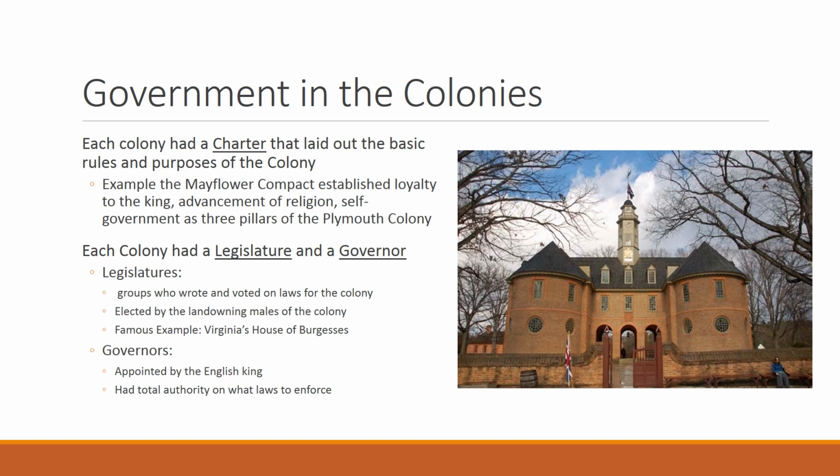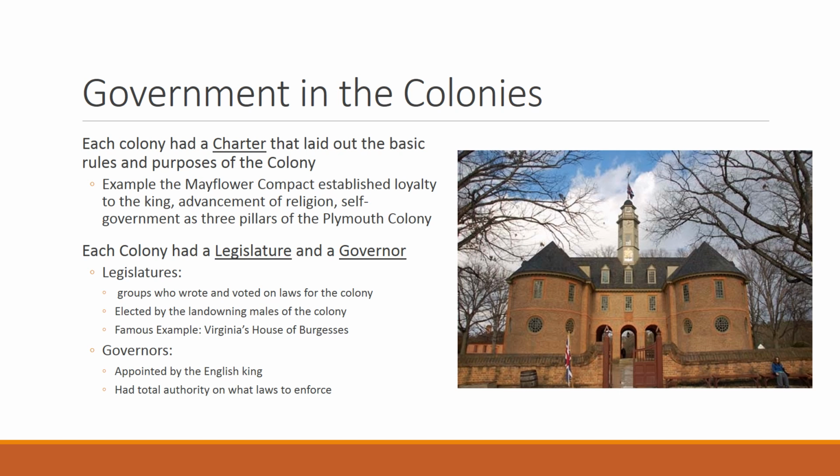One famous example of a charter that we've already seen is the Mayflower Compact. The Mayflower Compact is basically running along the same lines, where they're promising to be loyal to the king, and they're talking about how they are there to advance religion. And then they also set up some rules for self-government. And these are the three different pillars of the Plymouth colony.